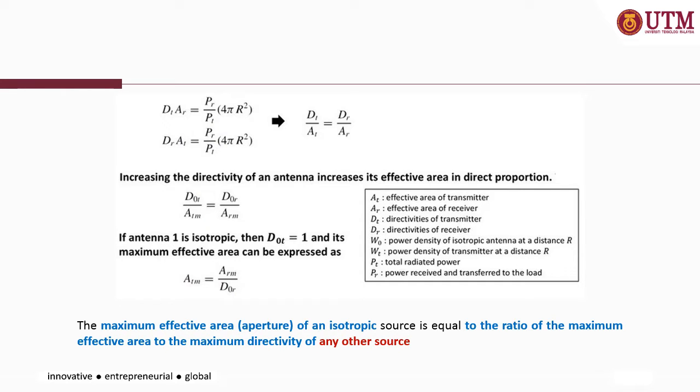From the previous equation, the equation can be further simplified to this. The ratio between the directivity of the transmitter divided by the effective area of the transmitter is equivalent to the directivity of the receiver multiplied by the effective area of the receiver. So it shows that by increasing the directivity of an antenna, it will increase its effective area proportionally.